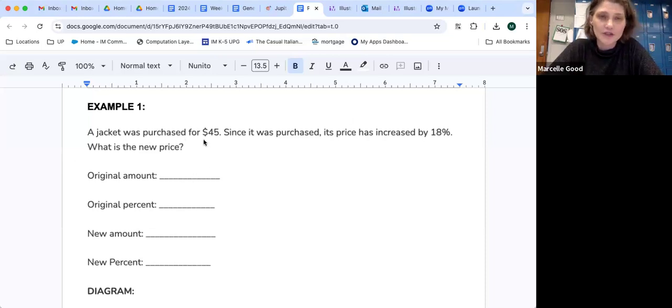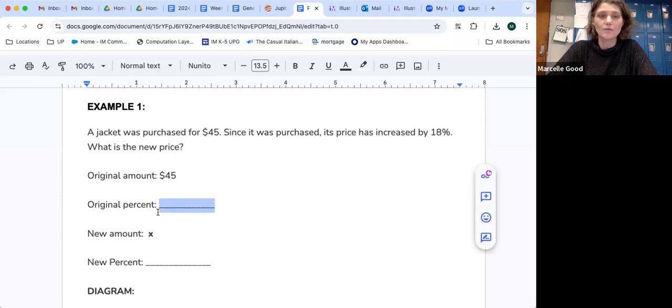A jacket was purchased for $45. Since it was purchased, its price has increased. And then it asks, what is the new price? So the new price is what we don't know, so we're going to call that X. The original price was $45. That's our original amount. Our original percent is nearly always 100%. The new percent. So we have four values we need to know.